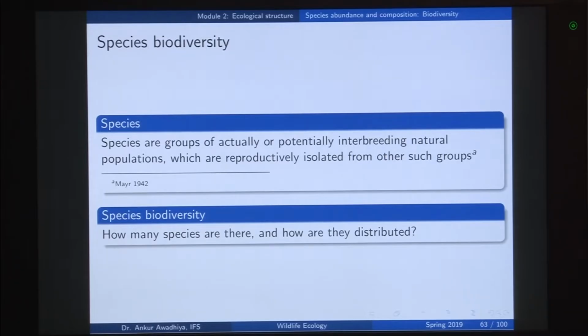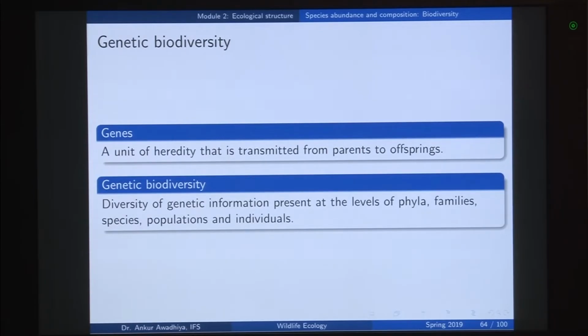Now, species biodiversity asks how many species are there and how are they distributed. So, the number and the distribution. The genetic biodiversity on the other hand asks the diversity of genetic information that is present at the level of phyla, families, species, populations and individuals. Now, genes as we know are units of heredity that are transmitted from parents to offsprings. So, we might have a gene for say eye color, a gene for hair color, a gene for skin color, a gene for tallness and so on. So, when we consider all these different genes, genetic biodiversity asks what is the diversity of genetic information.